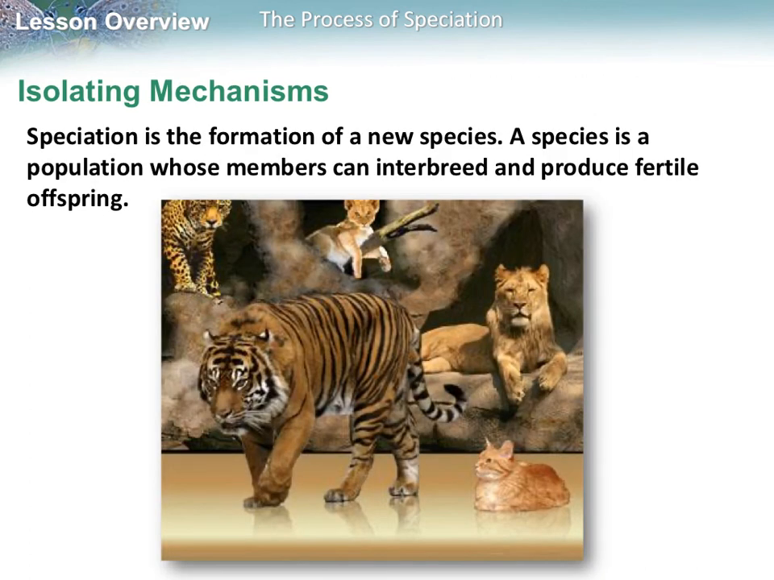Speciation is the formation of new species. Remember, we've talked before about what a species is. It's a population whose members can interbreed and produce fertile offspring. That's the key there. It has to be able to produce fertile offspring.